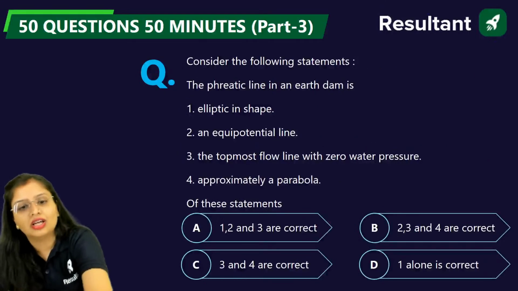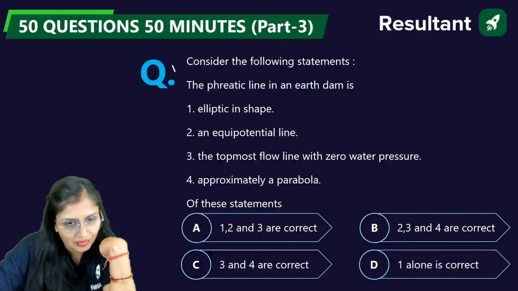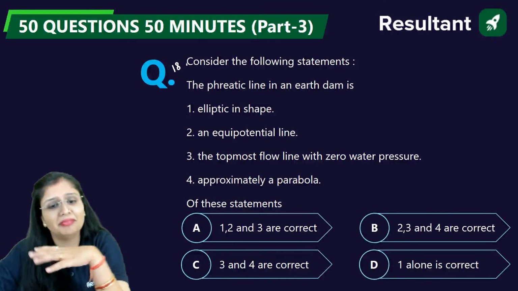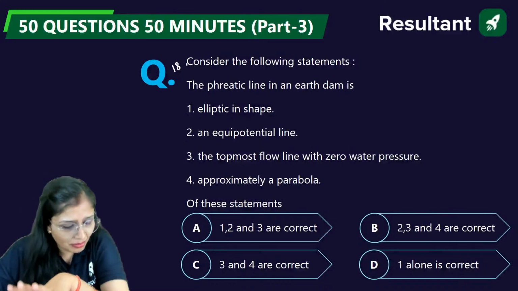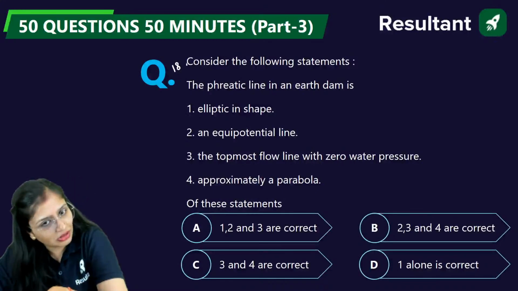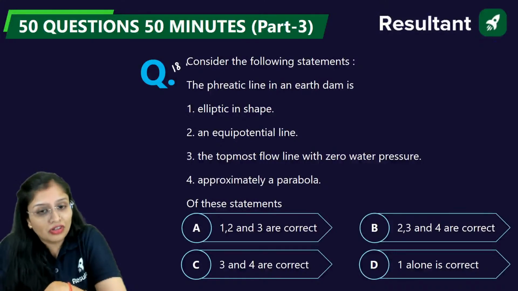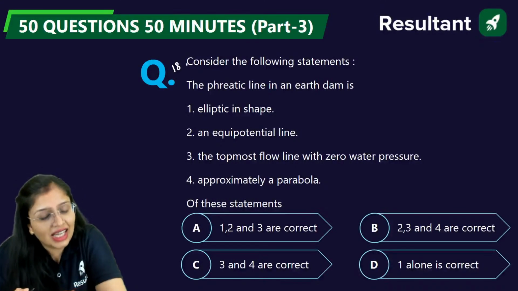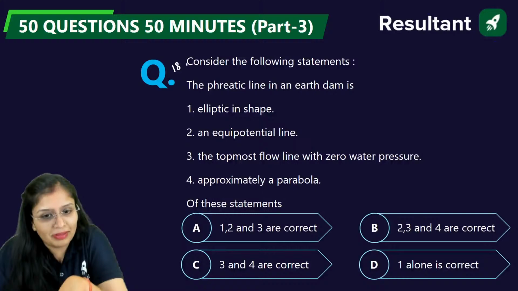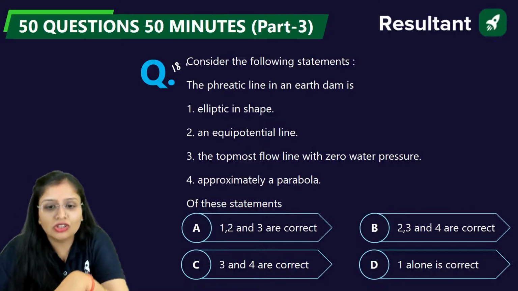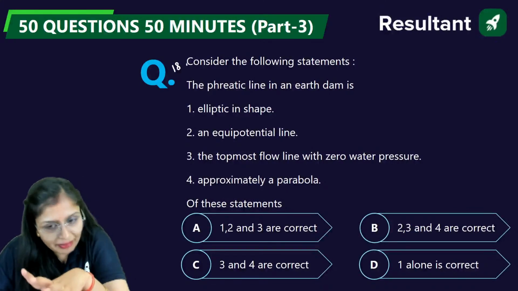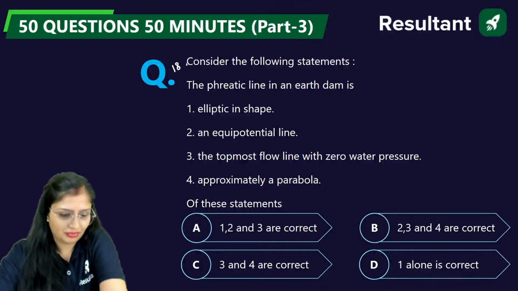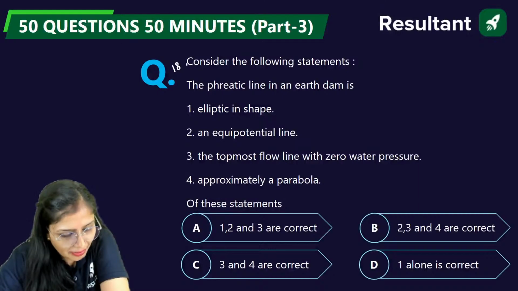Okay. Question number 18. Now this is a pattern question asked in many examinations. If I am going fast, feel free to tell me that also. Consider the following statements. The phreatic line in an earthen dam is elliptical in shape, an equipotential line, the topmost flow line with zero water pressure, approximately a parabola. Come on, tell me which are the correct ones. Now this you should tell me. Shall I wait for 10 seconds?